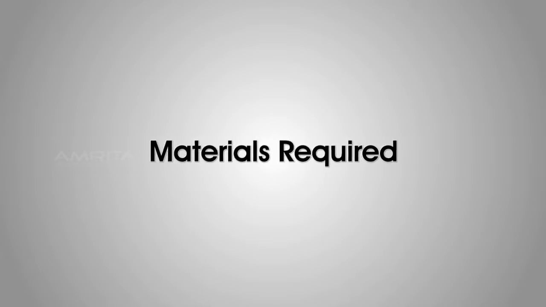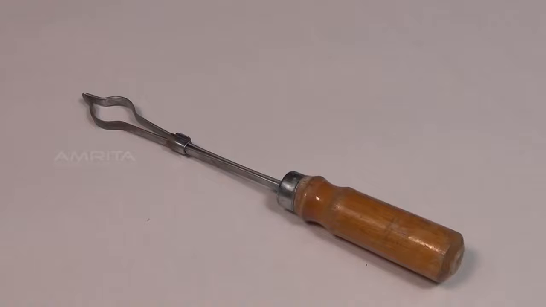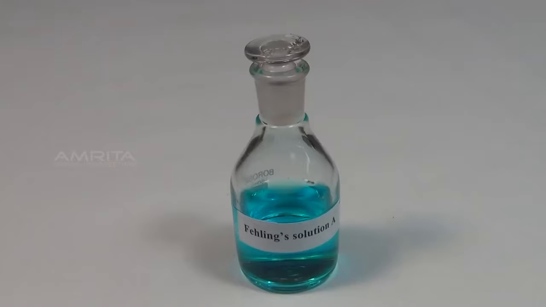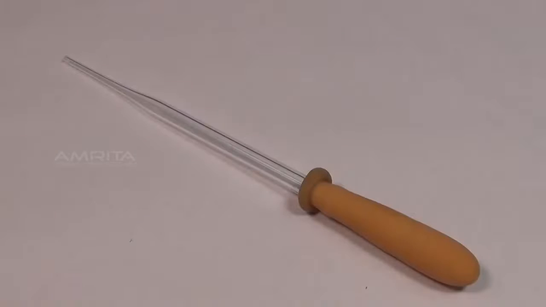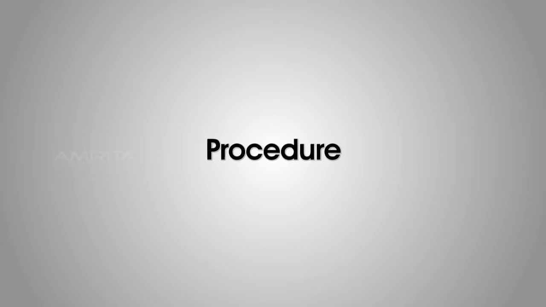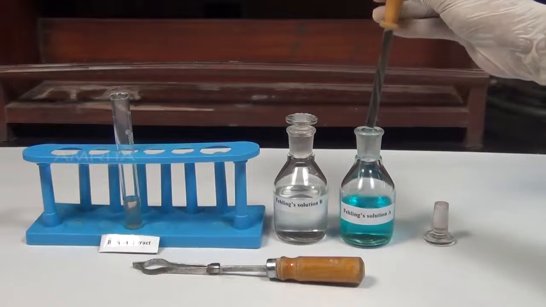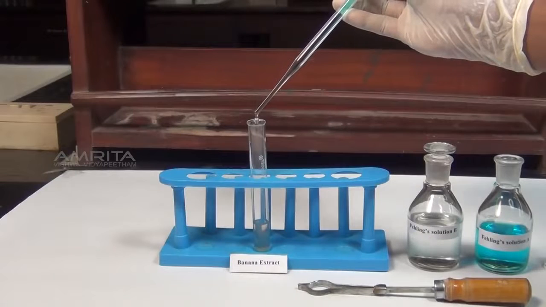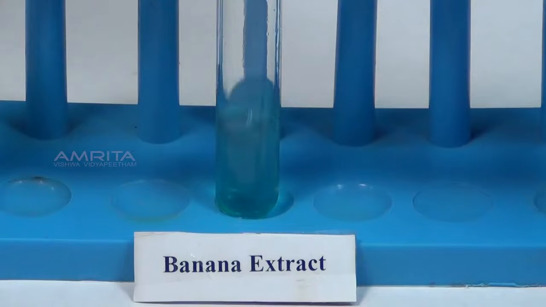Fehling's test. Materials required: banana extract in a test tube, Fehling solution A, Fehling solution B, dropper and a burner. Procedure: using a dropper, take a small quantity of Fehling solution A. Add the Fehling solution A to the test tube containing banana extract.